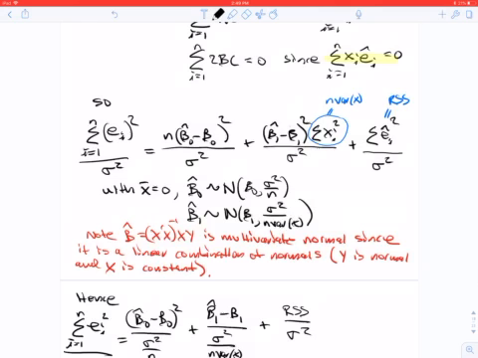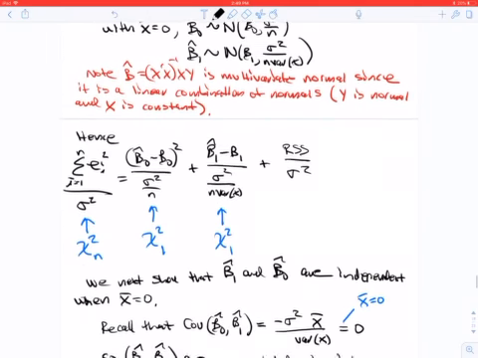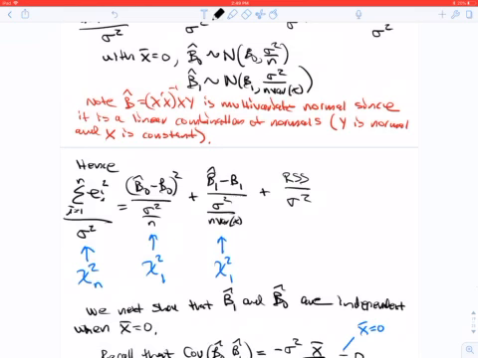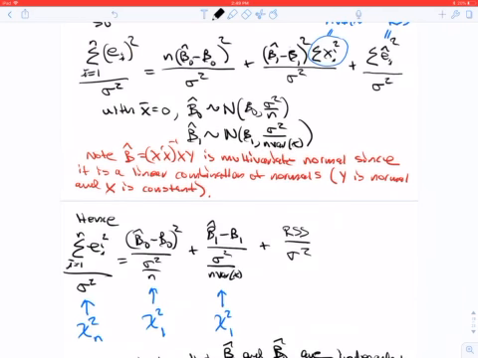I just wanted to point out that beta 0 hat and beta 1 hat are normal, with mean and variance shown here. Remember that x bar is 0, so that's why for beta 0 hat the variance is sigma squared over n. There was another term here that involved an x bar, but that was 0. So we're essentially standardizing the beta hats, so we get basically z squared, another z squared, and then here we have RSS over sigma squared.